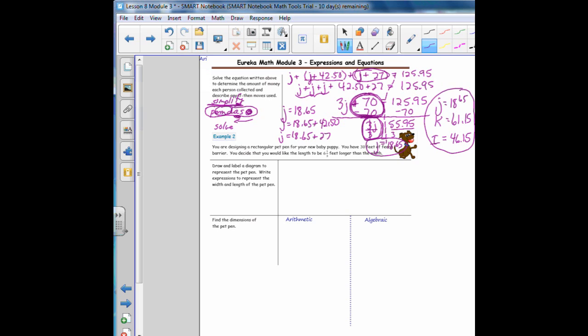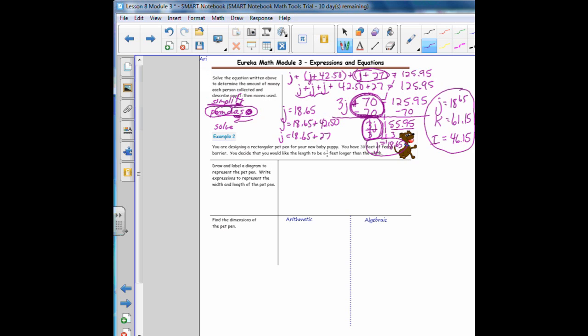In example 2, you are designing a rectangular pet pen for your new baby puppy. You have 30 feet of fence barrier. You decide that you would like the length to be 6 1/3 feet longer than the width. Draw and label a diagram to represent the pet pen. Write the expressions to represent the width and the length of the pet pen.